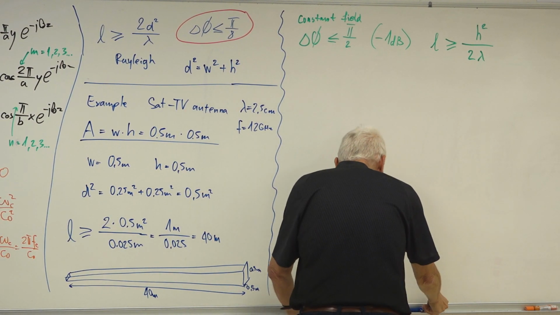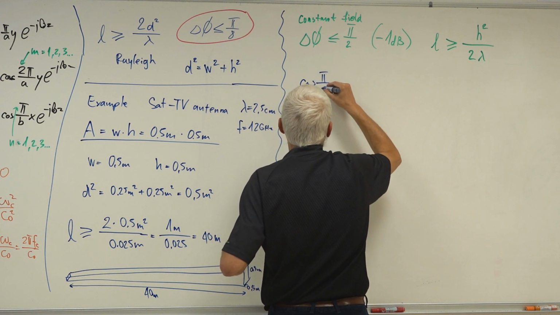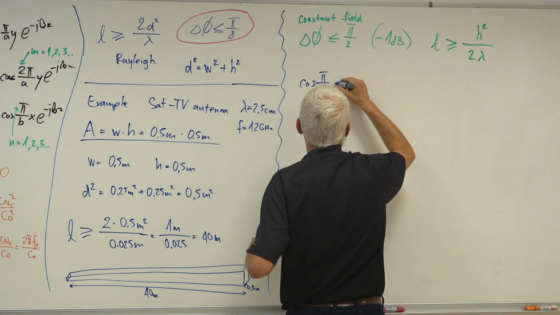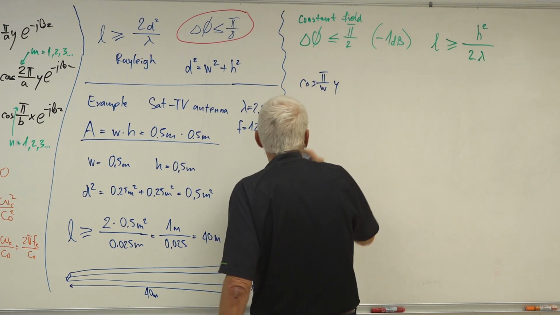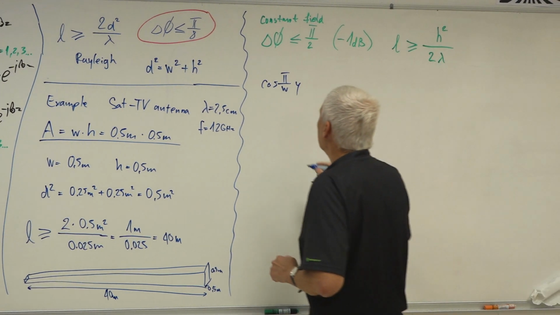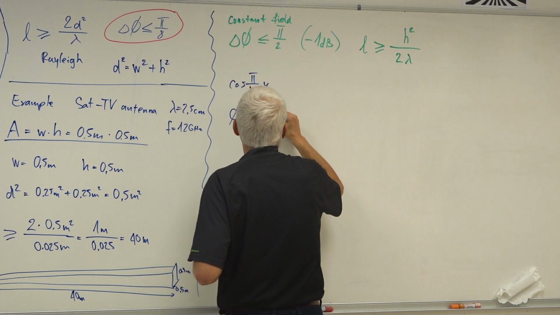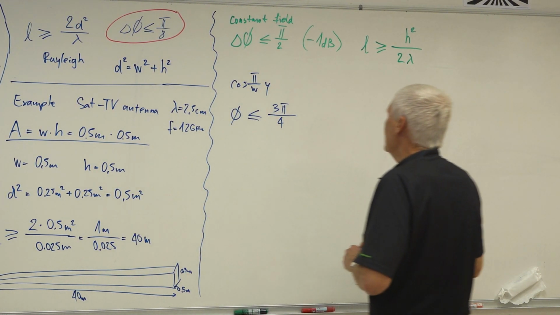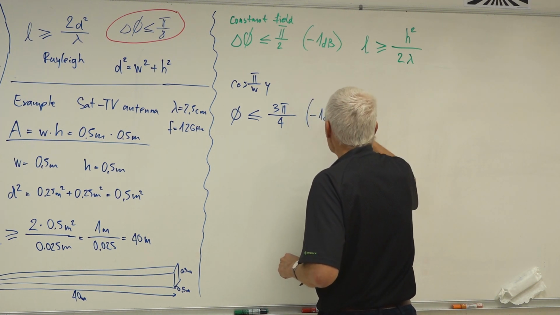In the H-plane, I have a cosine of pi over w times y. In this constraint, I can use a slightly less stringent requirement for the phase. The phase error should be smaller than 3 pi quarters. Slightly more, and this also gives minus 1 dB. Why? Because of this distribution.